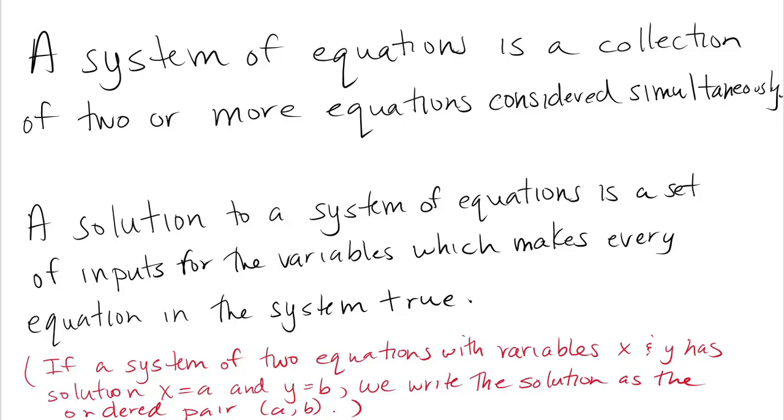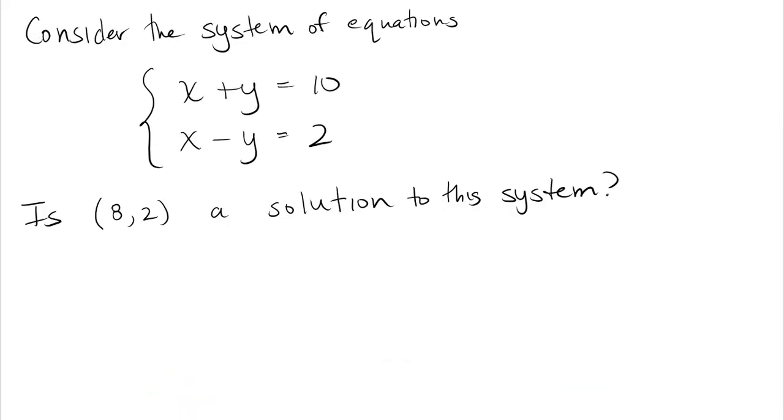Before we talk about the method of substitution, let's make sure we understand what we mean by a solution to a system. So here we've got a pretty simple system. It says consider the system of equations x plus y equals 10 and x minus y equals 2. And the notation that you see to the left, this big set brace, is a common way to indicate that this is a system of equations, that we're considering the equations at the same time.